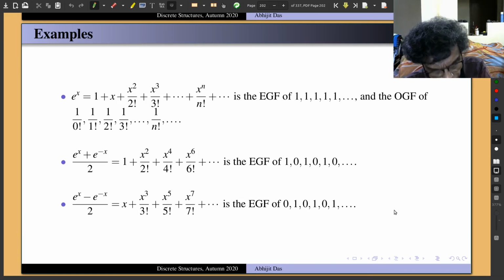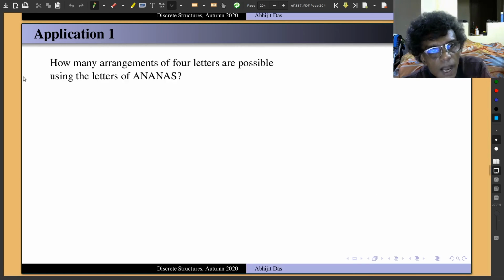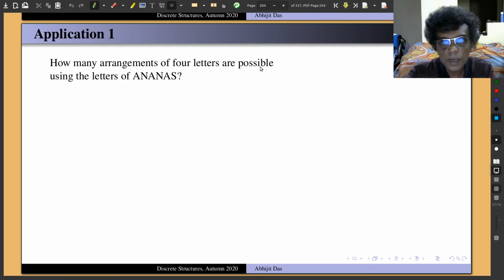Let us look at a couple of applications of exponential generating functions. The first application shows that there is a strong connection of exponential generating functions with permutations. So we will solve this counting problem. How many arrangements of 4 letters are possible if these letters are taken from this set, ananas? There are 6 letters. I am not talking about the arrangements of all these 6 letters, but only 4 letters I will take from this, and I am asking how many arrangements are possible.